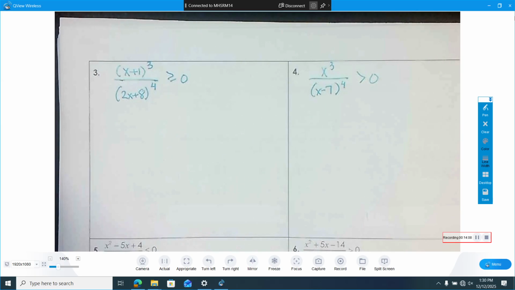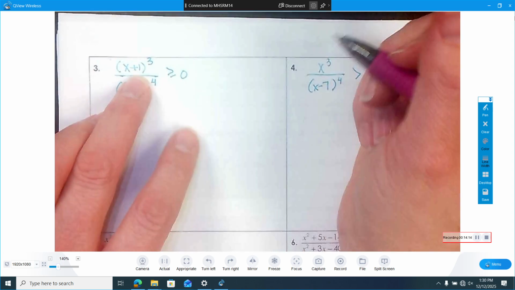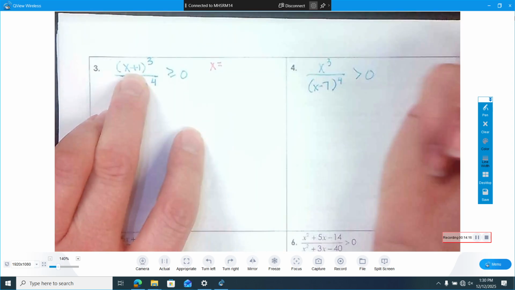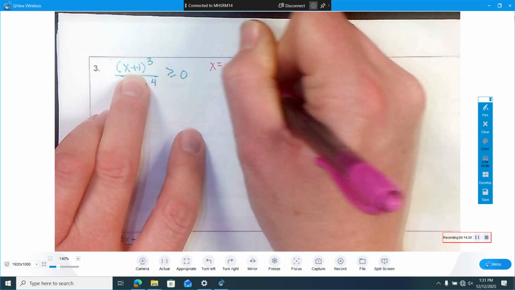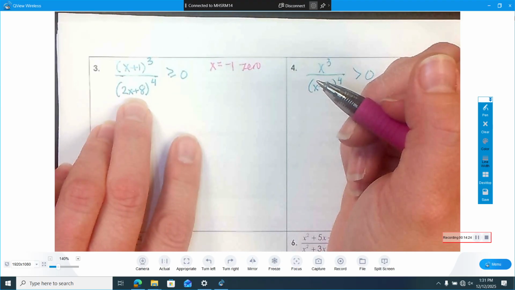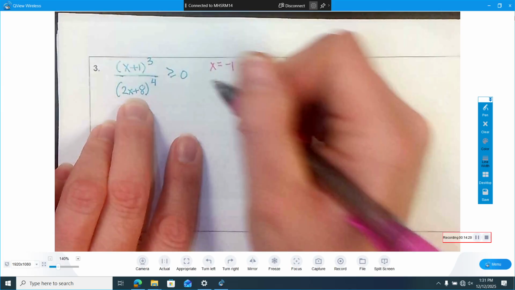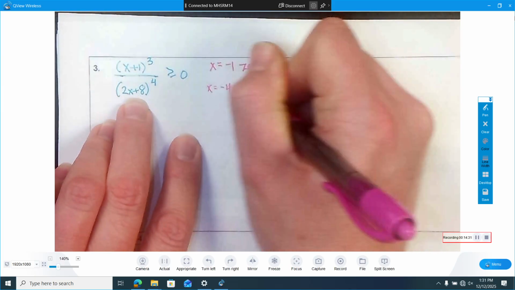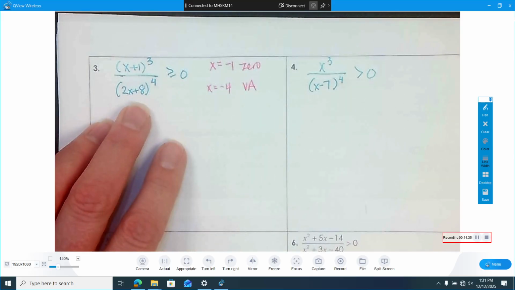All right, so once again, I'm just going to start by finding the zeros of the numerator and denominator. So what are our solutions for x? -1, that's a 0 because it came from the top. And then what do we get in the bottom? -4. X equals -4. That's a vertical asymptote there because it came from the denominator.